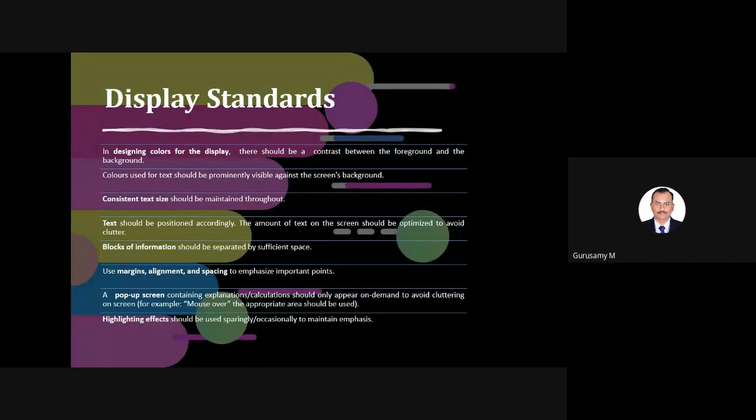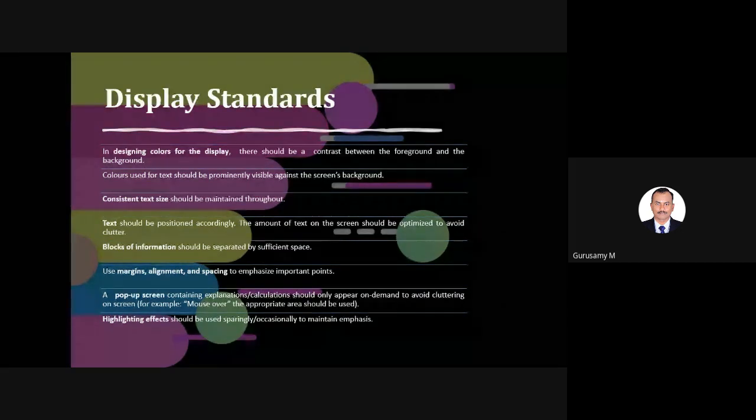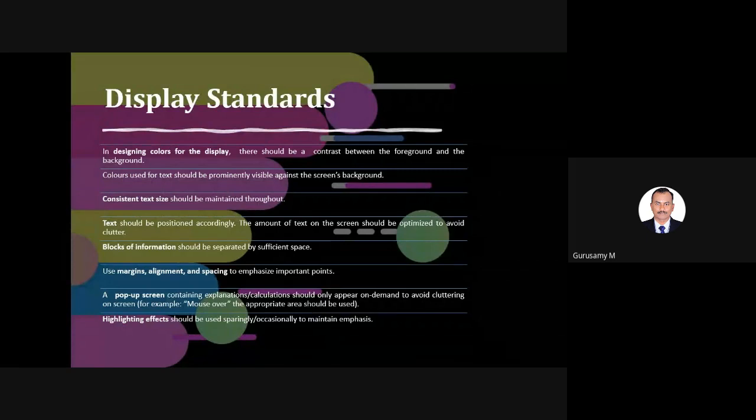And the consistent text size. Consistent text size means whatever font size you are choosing, the same font size should be used in the entire e-content. For example, in module one you are using font size 12, then in module two font size 11, right? That is wrong. Also, in module one you are using Times New Roman, in module two Arial. That is also wrong. So the same font size, same font name, and the same color should be used, right? That is very, very important.